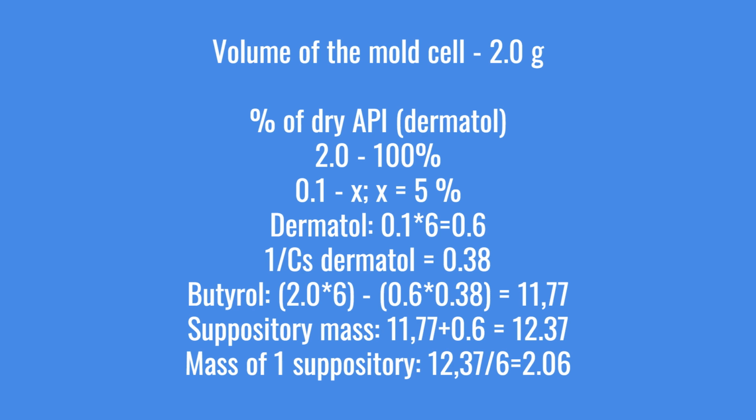On the reverse side of the written control passport, the pharmacist calculates the amount of active pharmaceutical ingredient and suppository base, based on the fact that the volume of the suppository mold cell is 2 grams. The content of dermatol is 5%. The pharmacist calculates the amounts of dermatol and butyrol for 6 suppositories, taking into account the inverse substitution coefficient of dermatol. Total suppository mass and the mass of one suppository are calculated as well.